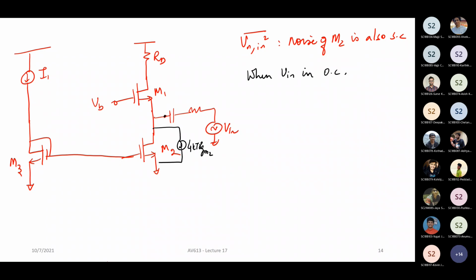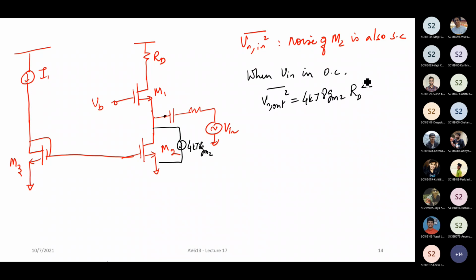This current will directly flow to the output. Correct. The noise of M1 circulates within itself. The noise of RD is there. This current doesn't circulate within itself. It has nowhere else to go. It will just go directly to the output. Or in other words, this current goes to the output as 4 kT gamma GM2. Therefore, Vn out squared will be 4 kT gamma GM2 multiplied by RD squared or R out squared.